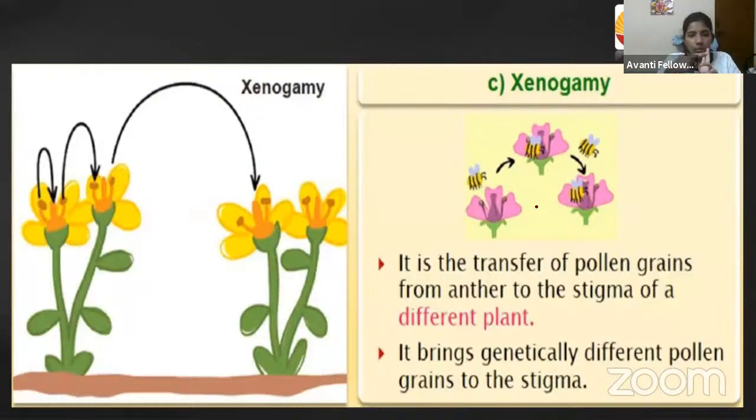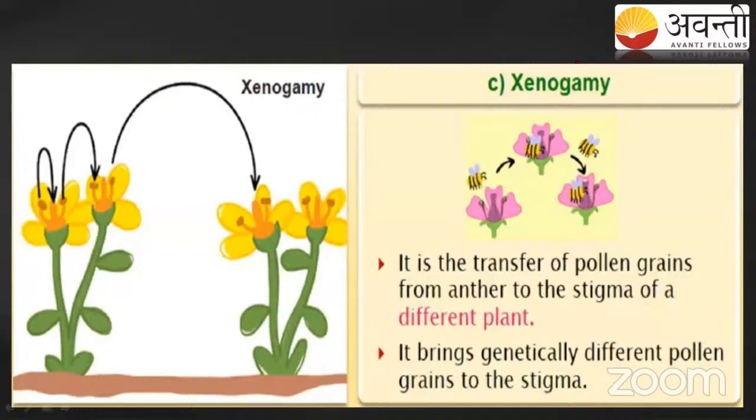Autogamy, geitonogamy, xenogamy, and two types of flowers, chasmogamous flowers and cleistogamous flowers. Understand? Yes or no? Click on yes if you understand. Yes. Okay, no need to explain again, I guess. Harsha, this is Pallavi, okay. So you can unclick now.